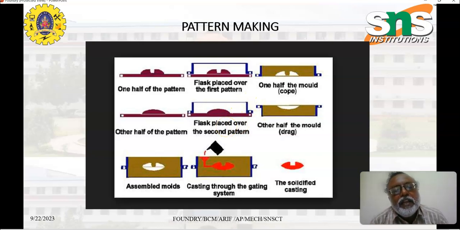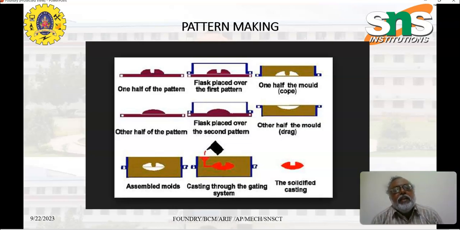Once the molten metal has been poured into the cavity, we have to let it solidify for a few minutes. Once it is solidified, the final component will be made. Then you have to remove the patterns, cope and drag separately. The final solidified component can be obtained in this way.